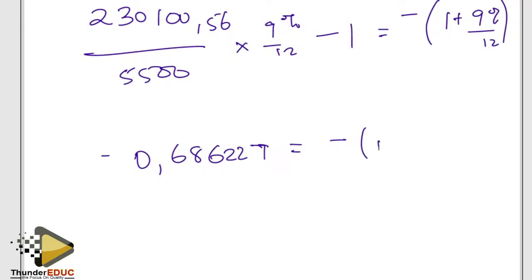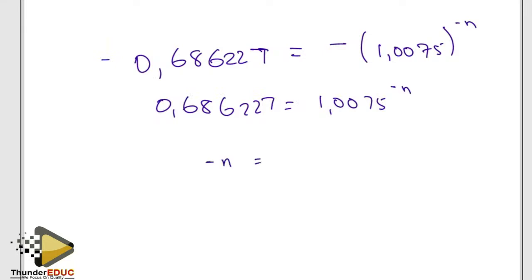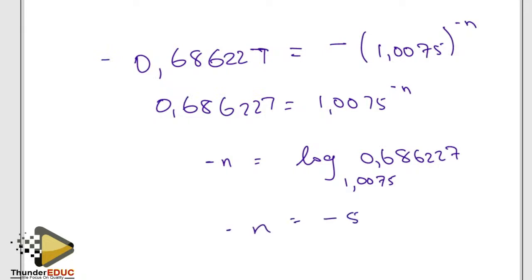Is equal to, let me use a negative, it's fine. This is going to be negative 1,0075 to the negative n. So divide both sides by the negative. We're going to end up with a positive answer, and then we're going to use the logs. 0.686227 is equal to 1,0075 to the negative n. So when you use the logs, negative n is equal to the log of 1,0075. This is going to be 0.686227. So negative n is equal to negative 50,39. Divide both sides by that, we have 50,39 positive.